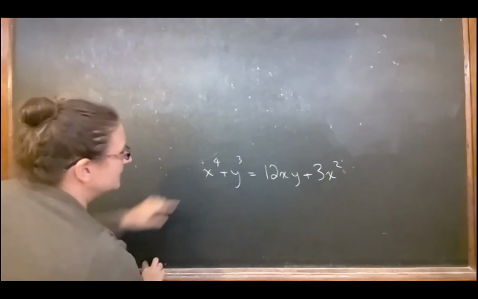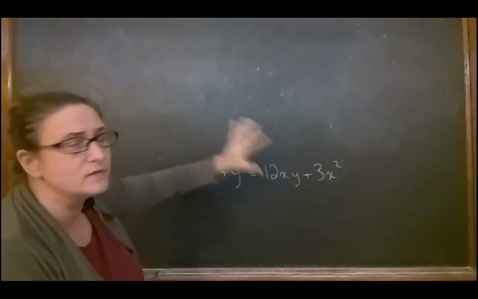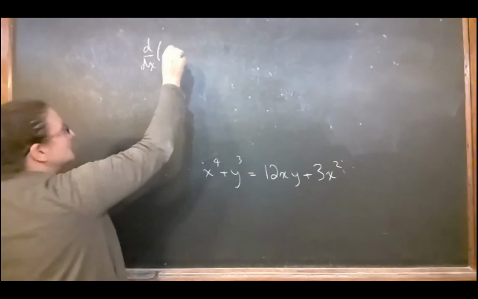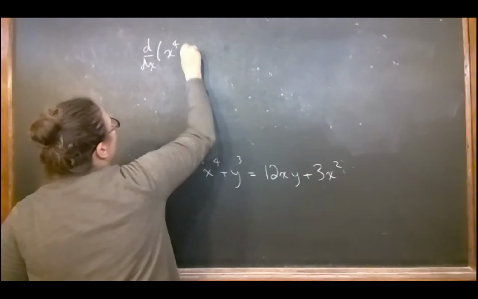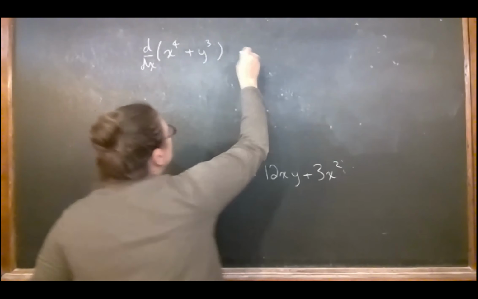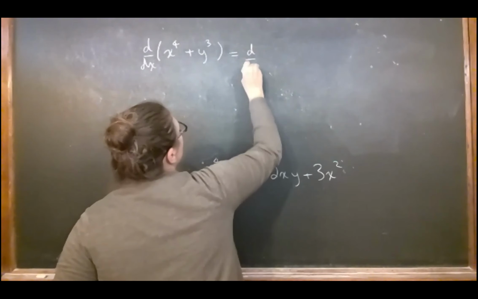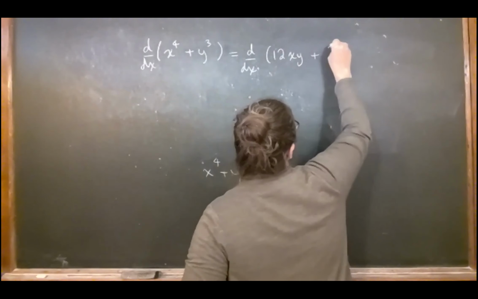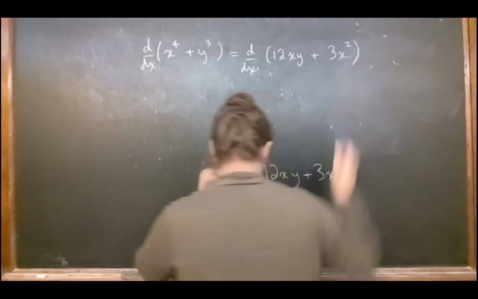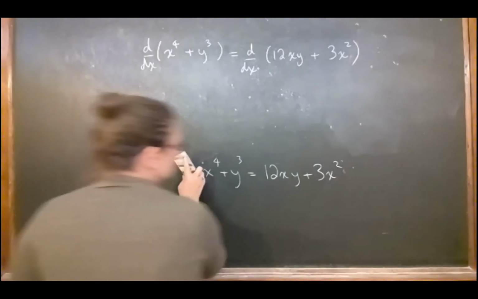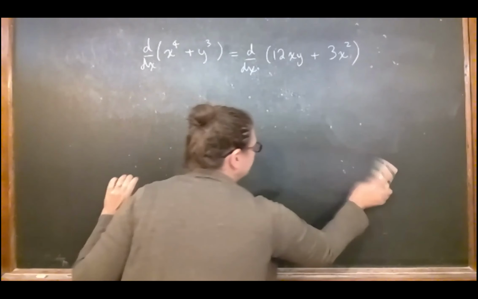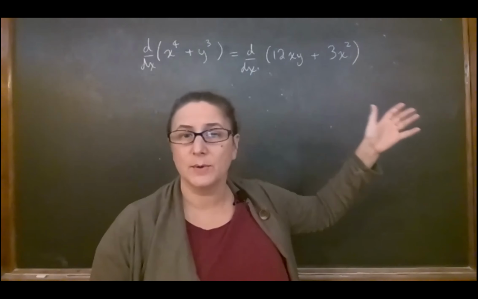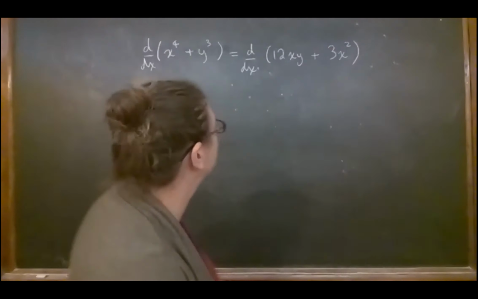So what I'm going to do is take the derivative of both sides with respect to x. So the derivative with respect to x of x to the 4 plus y cubed equals the derivative with respect to x of 12xy plus 3x squared. There are some little subtleties that you might need to pay attention to in this. Remember, I'm solving for dy/dx. I'm going to have a dy/dx throughout my equation here.